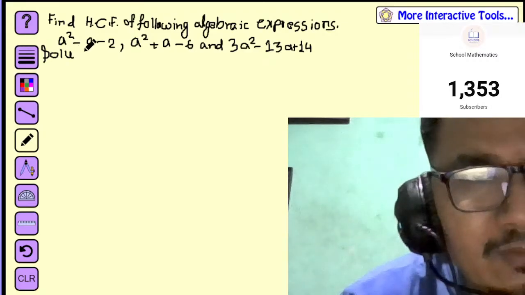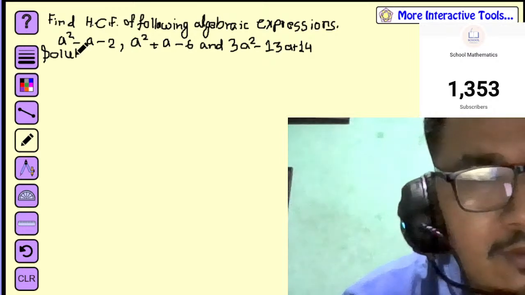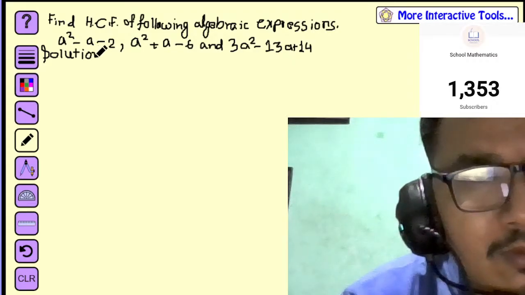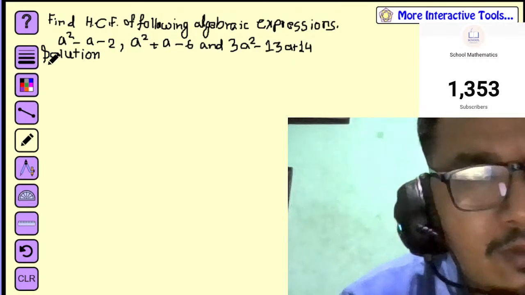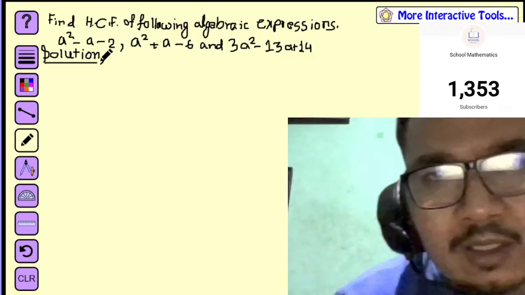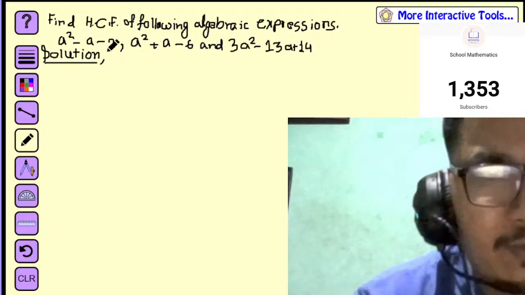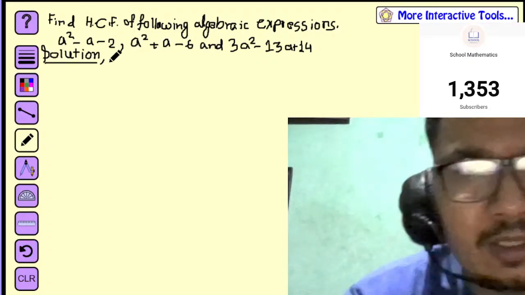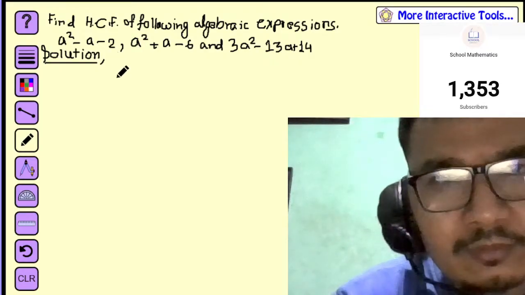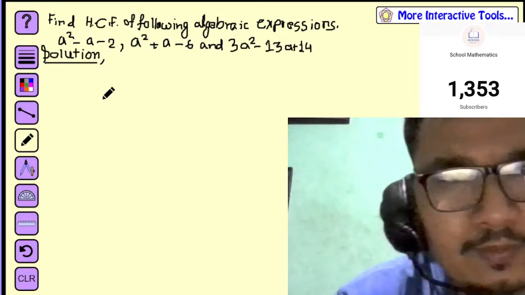And for this, first of all, the solution. This will be very useful for the students of grade 9, and it is helpful for grade 8 also, because we learn it in grade 8 and grade 9. Even so, it is helpful for grade 10 also.